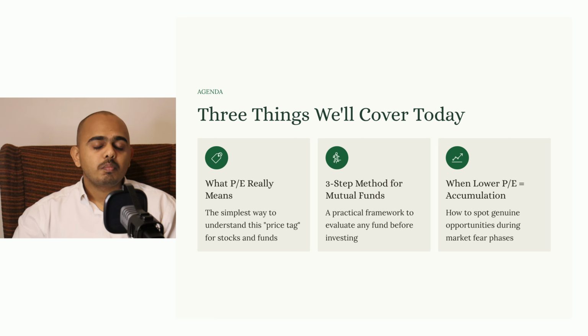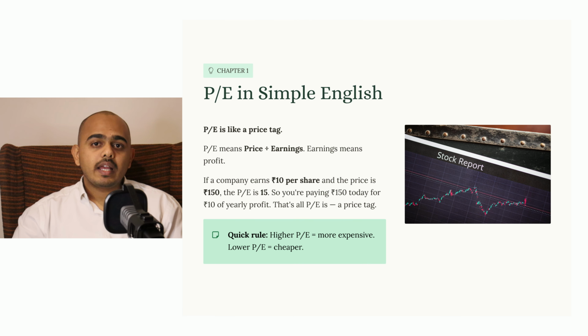First, PE in simple language. PE is like a price tag. PE means price divided by earnings. Earnings means profit. If a company earns 10 rupees per share and the price is 150, the PE is 15. So you are paying 150 today for 10 rupees of yearly profit. That's all PE is, a price tag. Quick check: high PE means more expensive, lower PE means cheaper.